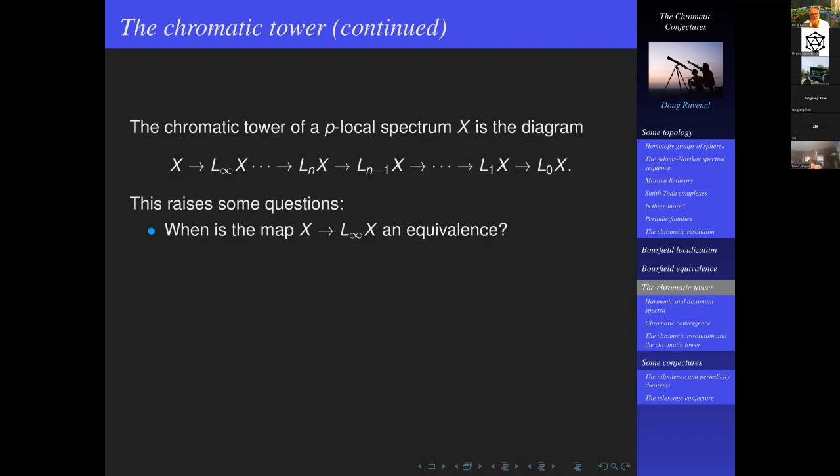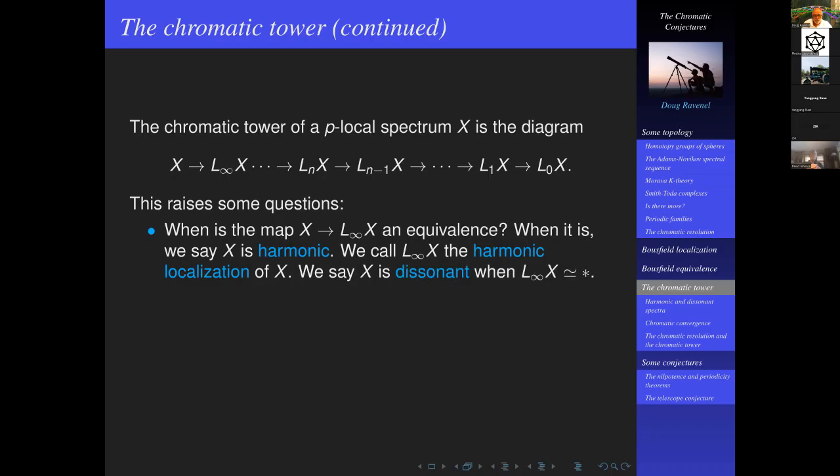So one question is, when is the map from X to L infinity an equivalence? Maybe it is, maybe it isn't. When it is, we'll say that X is harmonic. That's the definition of the term harmonic. X is harmonic if it's local with respect to the wedge of all the Morava K theories. And that's called the harmonic localization of X.